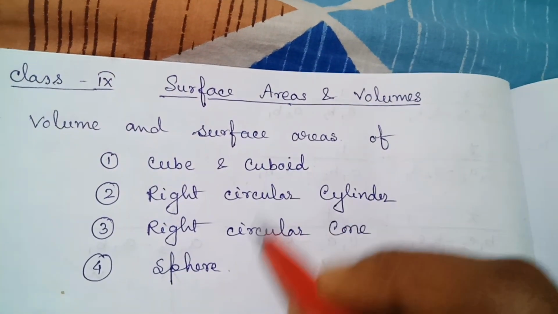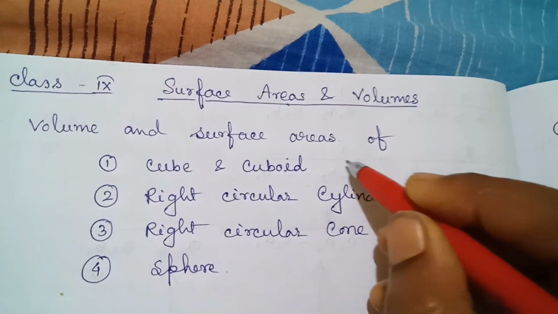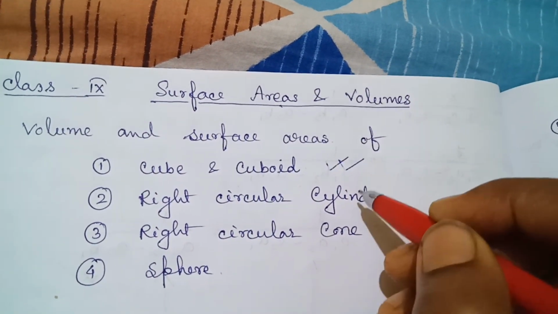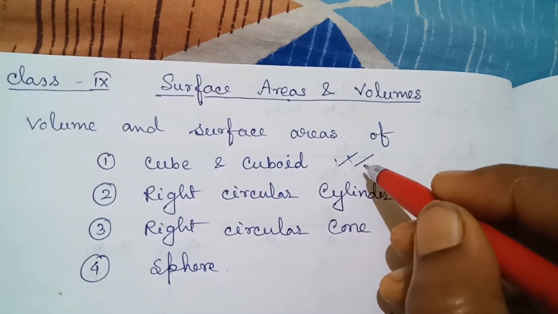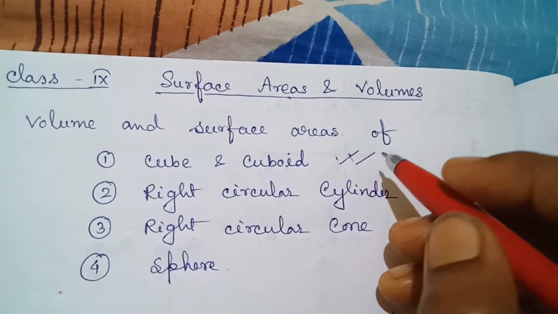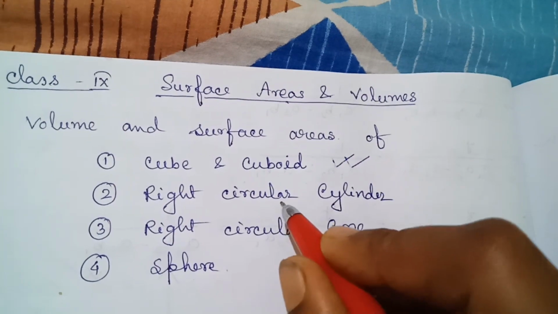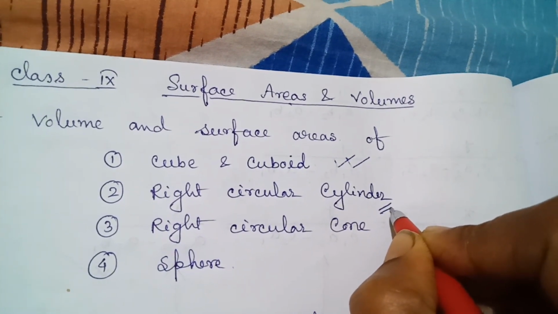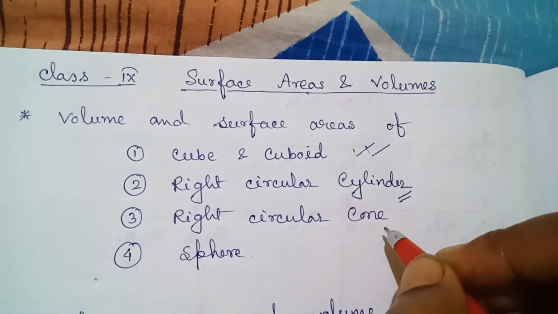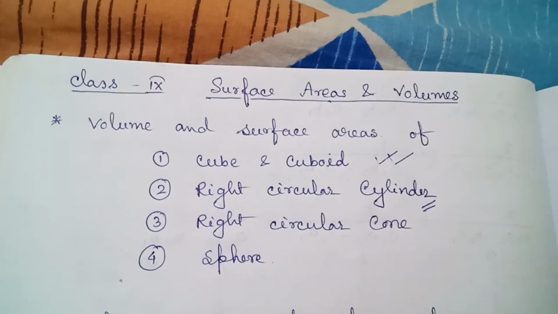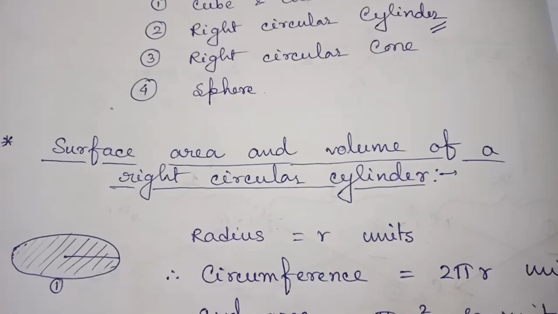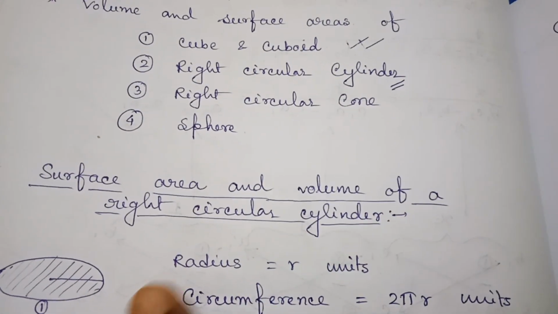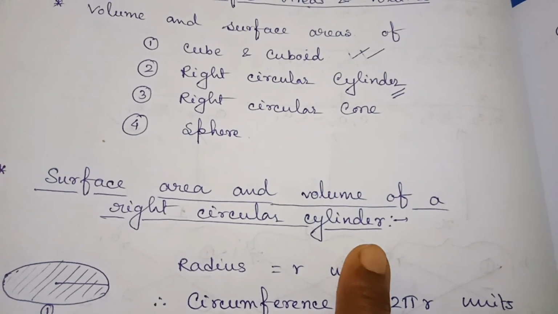Now, among them, we have completed volume and surface areas of cube and cuboid in the previous sessions. Today, our topic is right circular cylinder. So, without wasting any time, let's start with the video. Our topic is surface area and volume of a right circular cylinder.